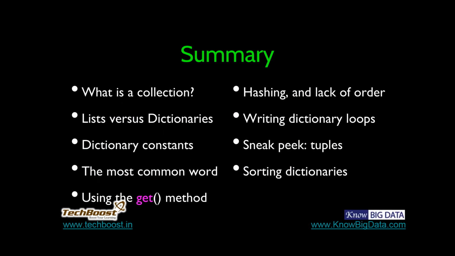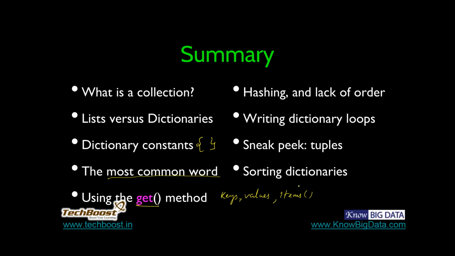Okay, here we come to the end of our discussion about dictionaries, and the summary. Let's try to see the summary. What is a collection? We saw the collection, list versus dictionaries, dictionary literals or constants, which are mentioned inside curly braces, and then the most common word program we talked about throughout these slides, and the get method. We also discussed the keys method, the values method, and the items method.